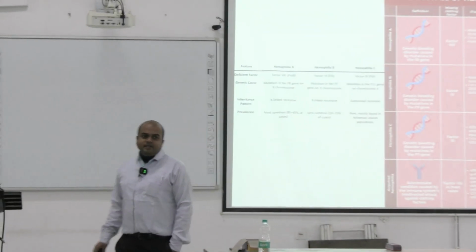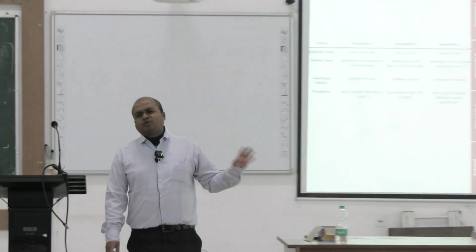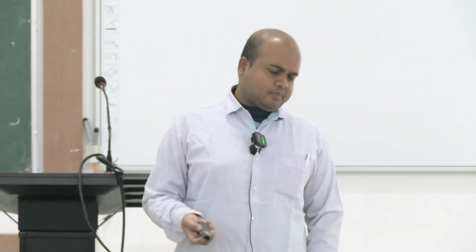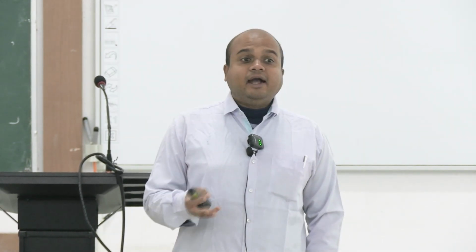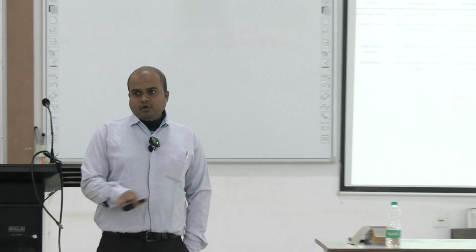So, hemophilia A, B, C, these are congenital, and there is also one type of hemophilia that is classified as acquired hemophilia, which occurs due to some reason or other, some infections, where antibodies are formed against factor 8, mostly factor 8. It is an autoimmune condition. We will read about immunity.